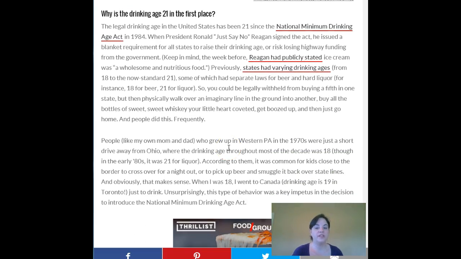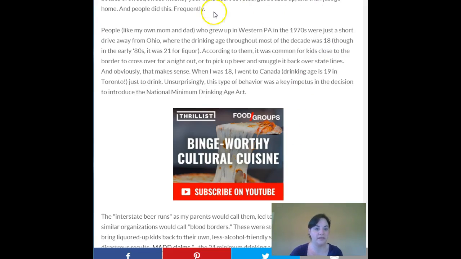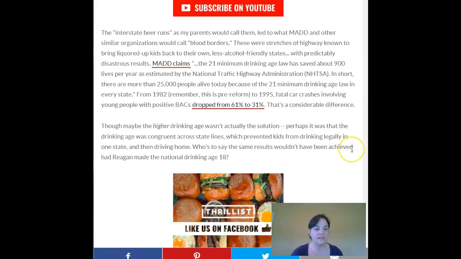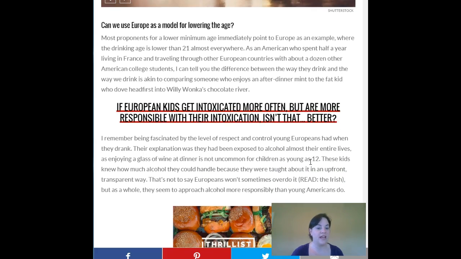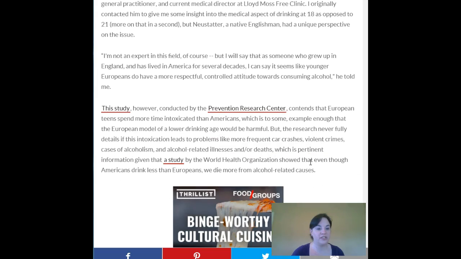Well, there appears to be information from a law in this section, the National Minimum Drinking Age Act. There's also some experience from the author's parents right here in this section. And there are some quotes and statistics from the Mothers Against Drunk Driving organization. We have some quotes from doctors down here in the European section. And we also have reference to a study from the Prevention Research Center. So I would say that yes, the author's claim is supported by evidence.